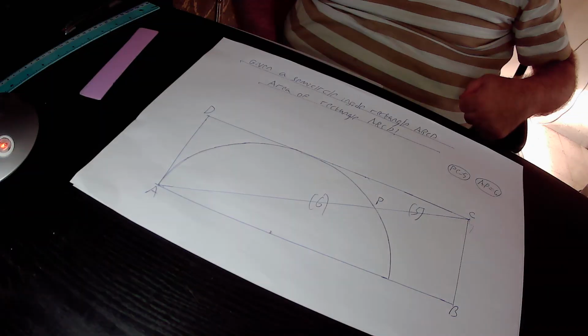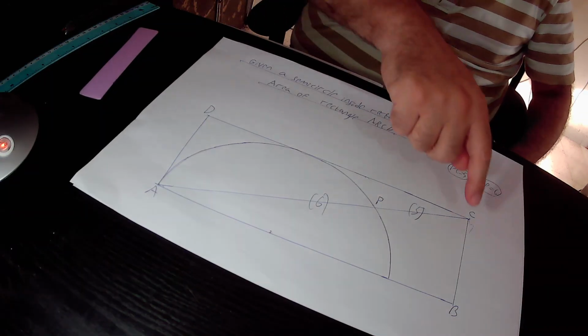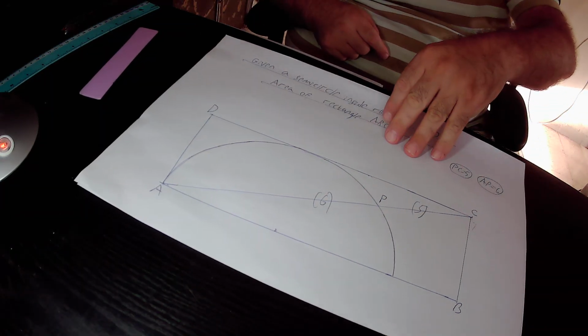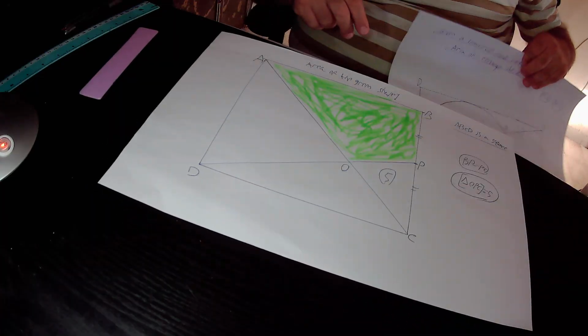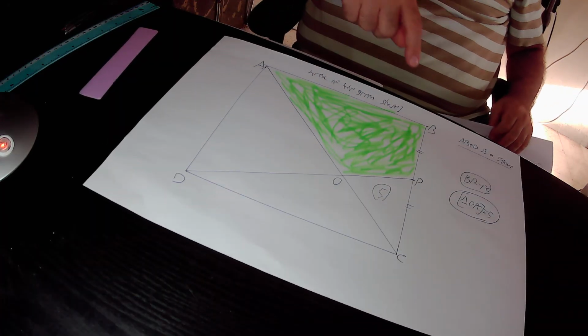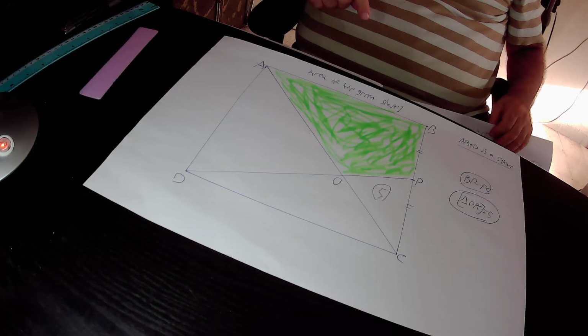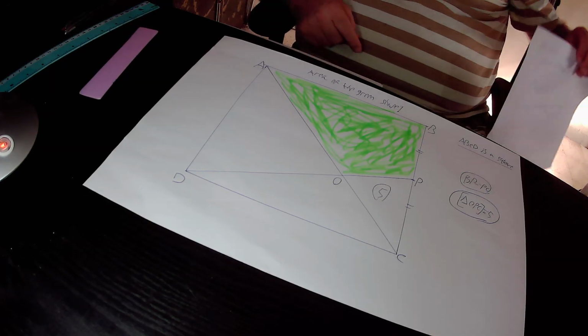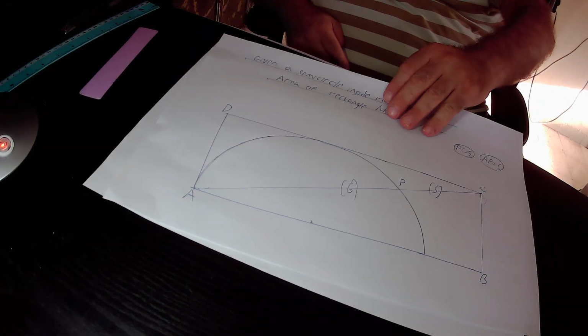And now in this lecture we'll answer two questions. In the first question we'll find out the area of this rectangle ABCD, and in the second question we'll find out the area of this green shape that is inside square ABCD. So we'll start with the first question.